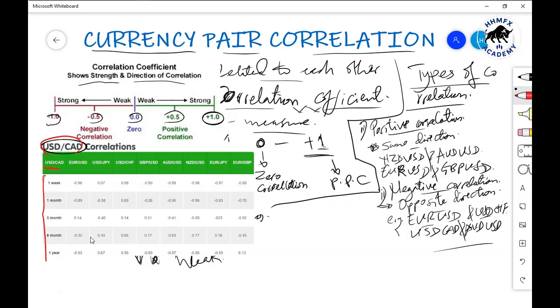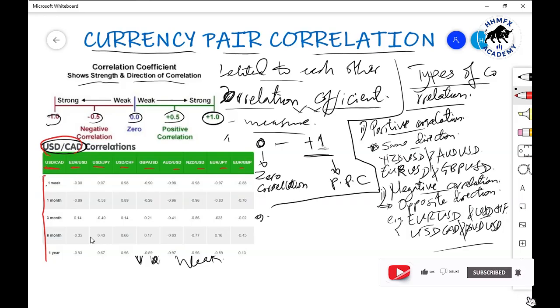Taking USDCAD in a weekly time frame as an example, we're going to see how it correlates with those other currency pairs. I will take two currency pairs, one showing positive correlation and the other showing negative correlation. For example, USDCAD shows negative correlation with EURUSD.